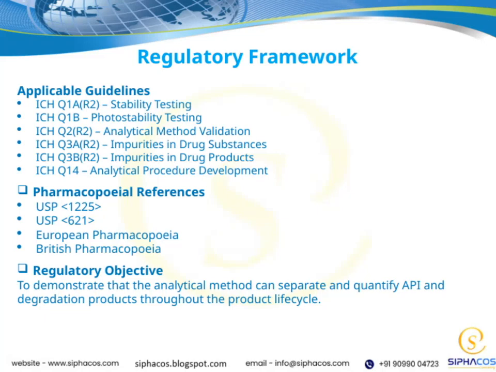Let's take a look at the regulatory framework that guides our work. We follow several key ICH guidelines, covering everything from stability and photostability testing to impurities and analytical method validation. Alongside these, pharmacopoeial references like the USP and European and British pharmacopoeias provide essential standards. The main goal here is clear: to prove that our analytical methods can reliably separate and measure the active pharmaceutical ingredient and any degradation products throughout the entire product lifecycle.